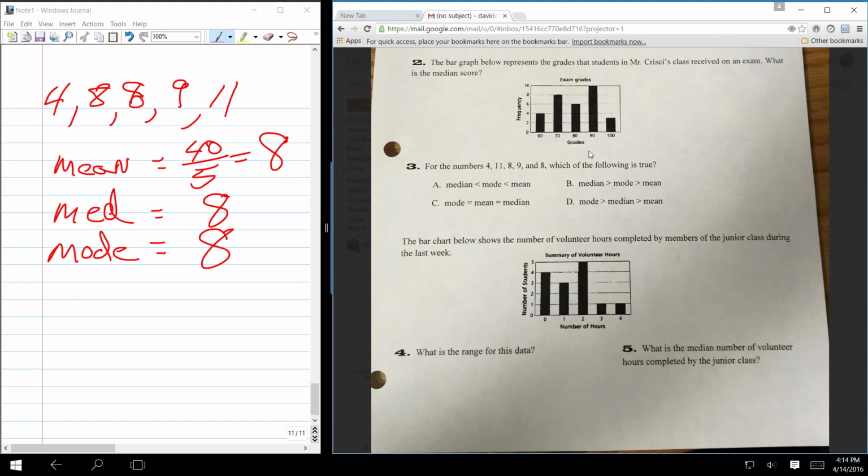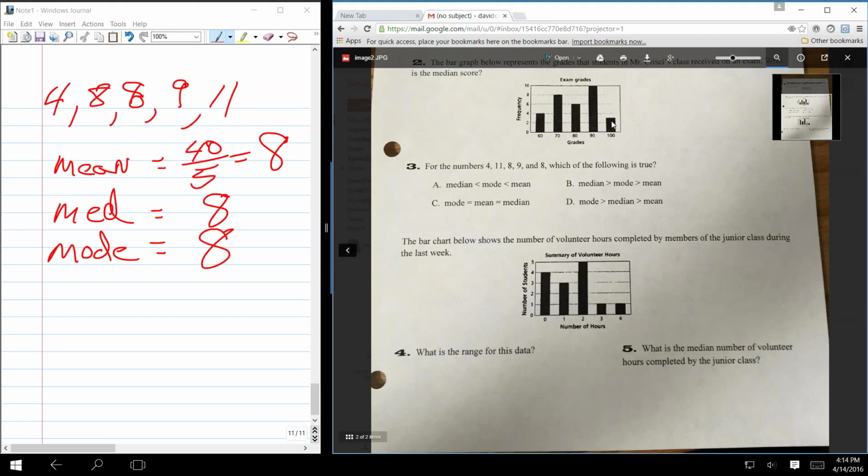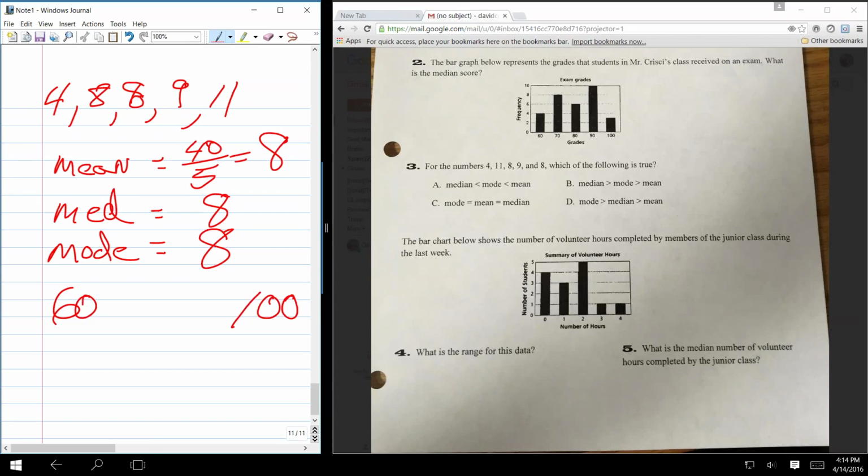That'd be 60 to 90? 60 to 100, right? Okay. There were 3 people that got 100. So on the left side of my list, I'm going to have a 60. On the right side of my list, I'm going to have 100. The range is 40.